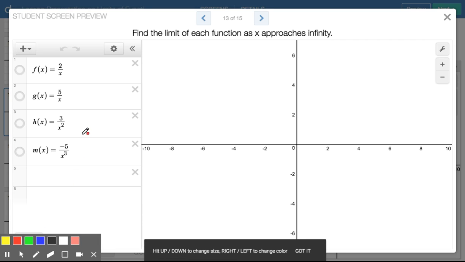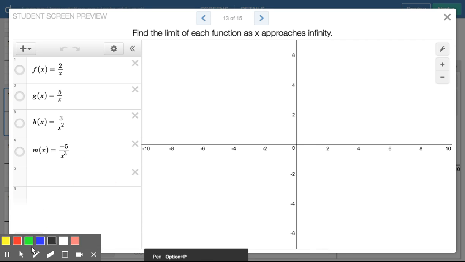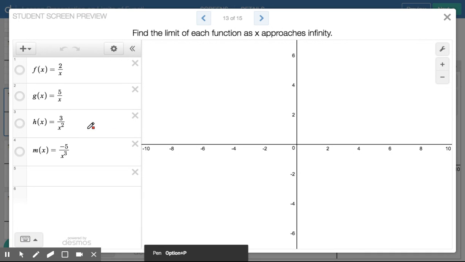Here we are asked to find the limit of each function as x approaches positive infinity. We notice that in these four functions, the numerators are constants and the denominators are powers of x. So f of x, we have 2 divided by x to the first power. In g of x, we have 5 divided by x to the first power.